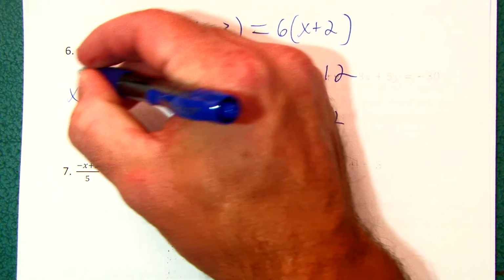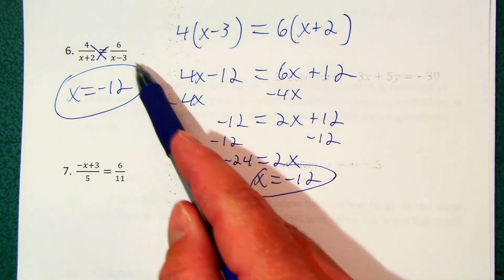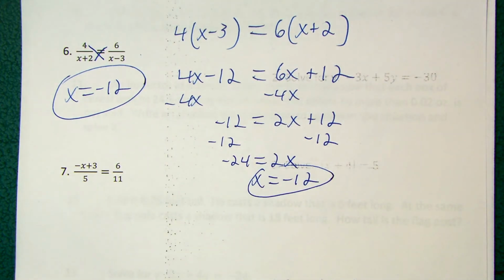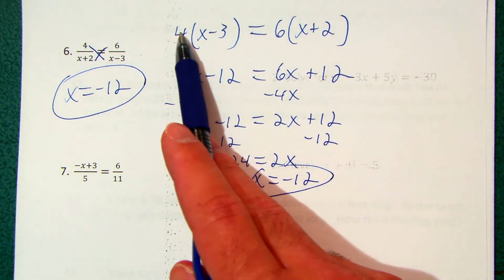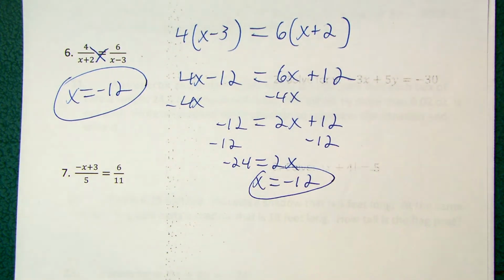So again, really the new stuff here is just cross multiply. Once you cross multiply, make sure you distribute to both terms. You know, don't end up with like a 4x minus 3 here. You got to distribute to both. So 4x minus 12, 6x plus 12, that kind of thing.